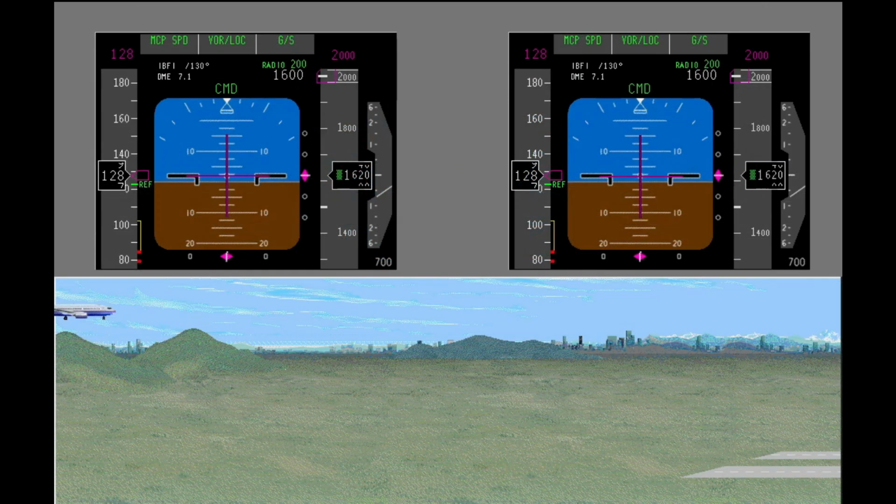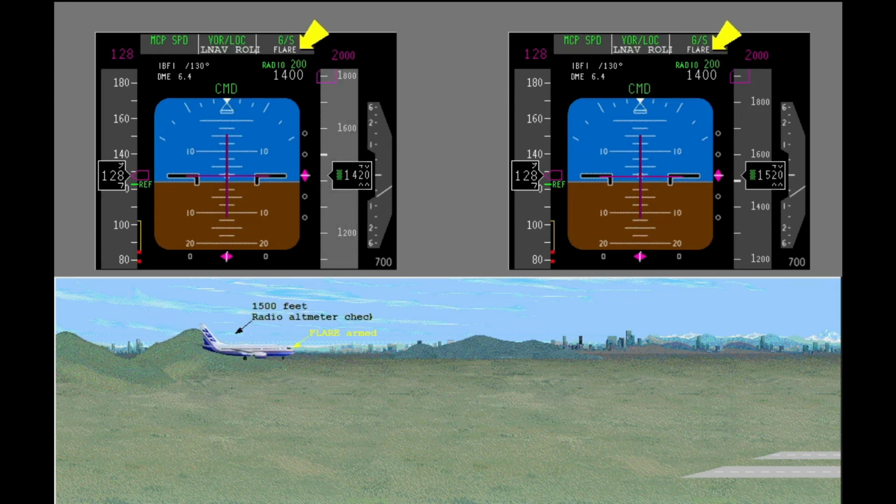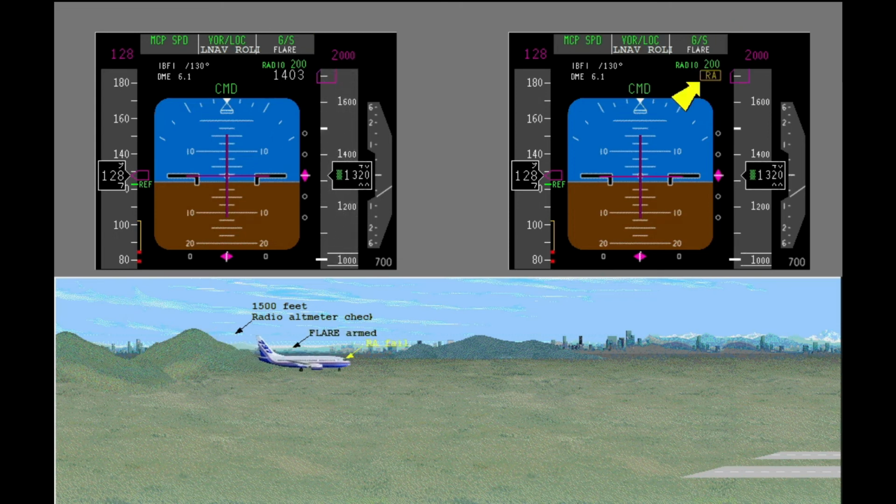But this rule is applied differently for the radio altimeters. When the airplane descends through 1,500 feet above ground level, the monitors check for two radio altimeter signals. If there are two signals, the monitors let the second autopilot engage and the flare mode arms. If a radio altimeter fails after flare is armed, the autopilots ignore the failure.